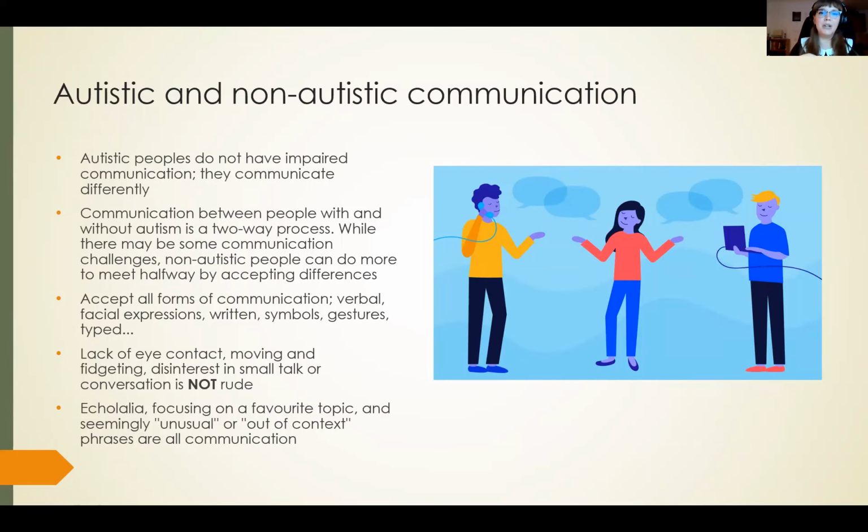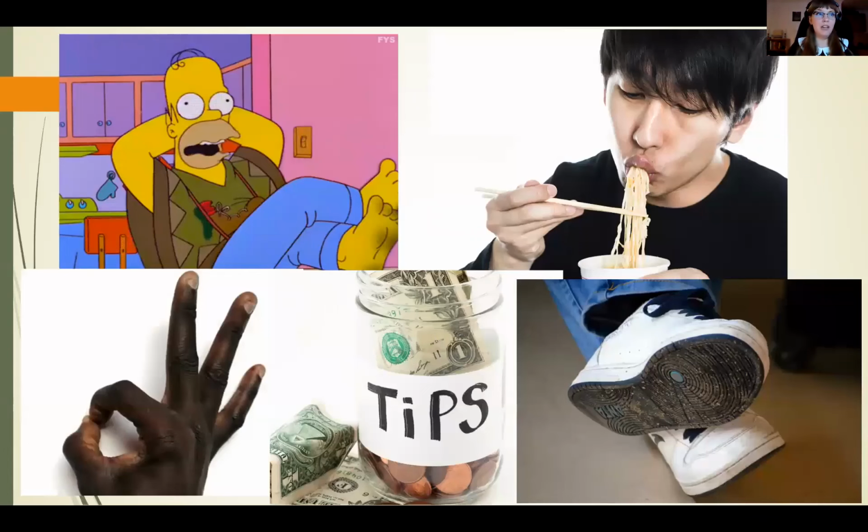And we are putting our own non-autistic scope on their form of communication when we call it rude. So things like echolalia, which we learned in the first session, is the repetition of out of context phrases. Focusing on a favorite topic, and seemingly unusual or out of context phrases are all forms of communication. And a lot of autistic people are really comfortable with those forms of communication.